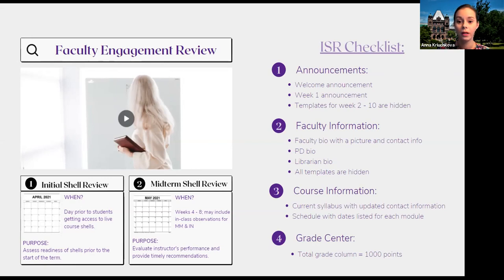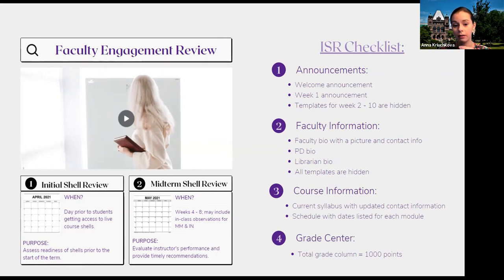Next thing that is checked is the readiness of the faculty information portion of the course shell, which should have a faculty bio with a picture and contact information and overview of their professional experience, program director's bio, librarian's bio, and/or librarian center portion that, I think, was updated in most of the shells right now. So there's no reference to a specific person, but rather to the librarian center. And again, all templates must be hidden. And moving forward, later on we will discuss common issues that might be happening with each of the sections. But for right now, we are going over the requirements.